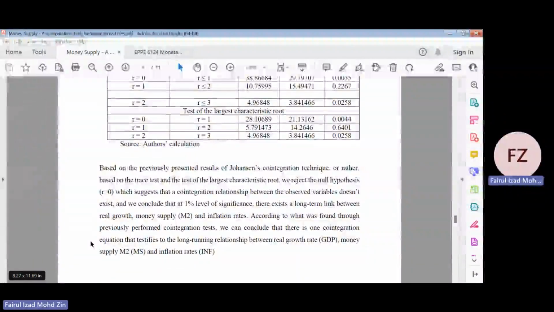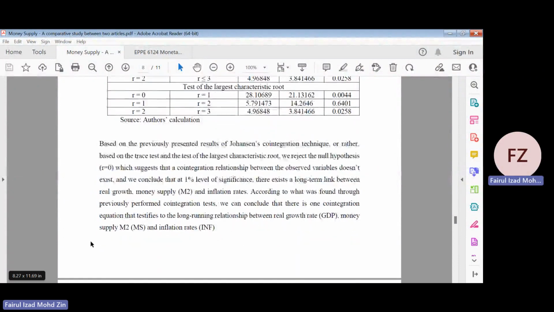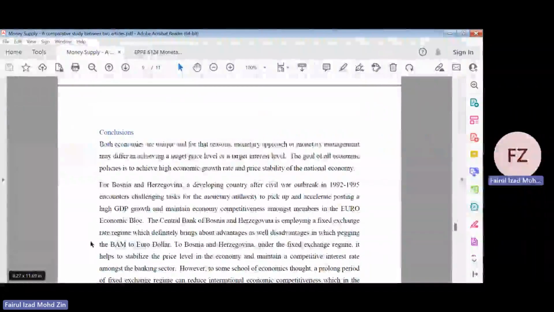According to what was found through the previously performed co-integration test, we can conclude that there is one co-integration equation that testifies to the long-running relationship between real growth rate, GDP, money supply, and inflation rate. Conclusions: both economies are unique, for the reason that monetary approach or monetary management may differ in achieving a target price level or target interest rate. The goal of economic policies is to achieve high economic growth rate and price stability of the national economy.